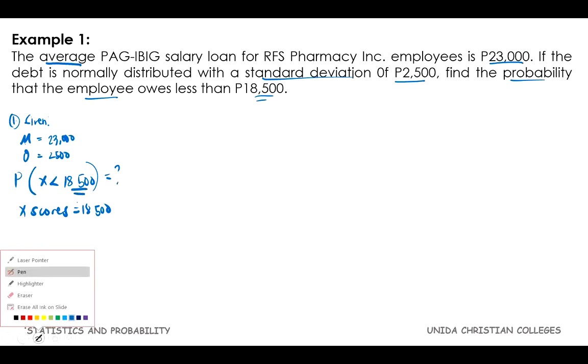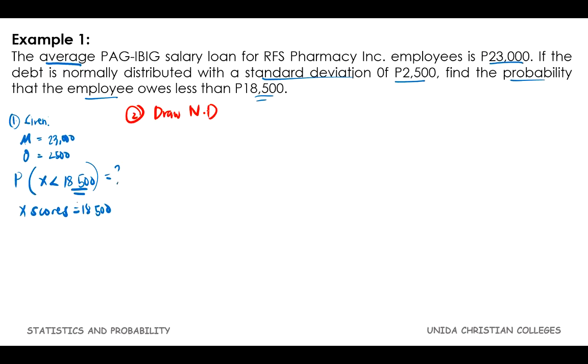Okay? Next, let's have step 2. Our step 2 is to draw the normal distribution, para makita natin kung anong area ba yung hinahanap natin. Basta pagtanong is what the probability, we are talking about the area of the distribution. Okay po? Let us draw.